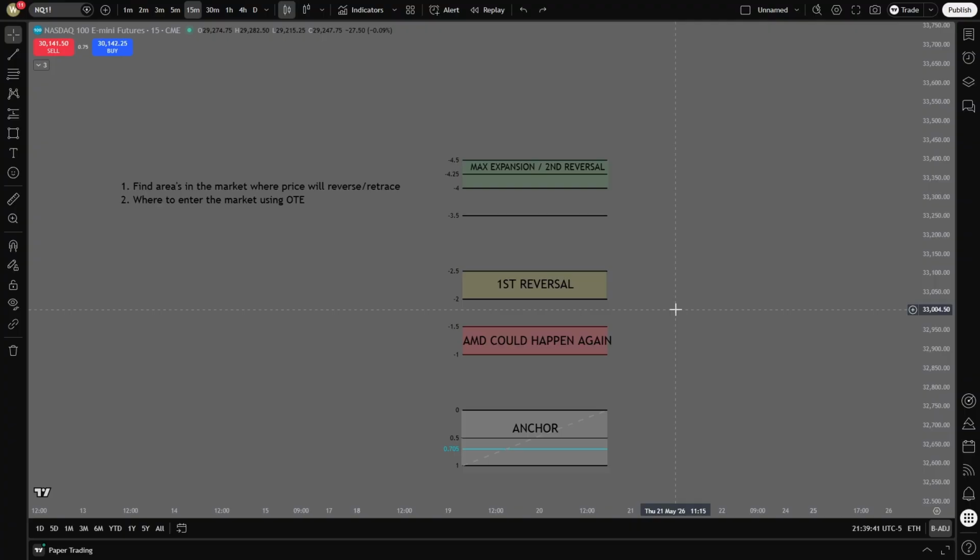So you can definitely make money off of this zone, but coming up here to our -4 to -4.5 range, this is what they call the max expansion. In some cases, we do get a second reversal off of it, but if we just go straight through it and we come down to this range, find an entry based off of it, usually that's our money maker.